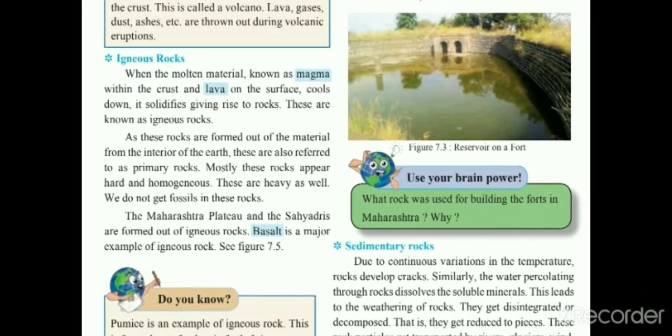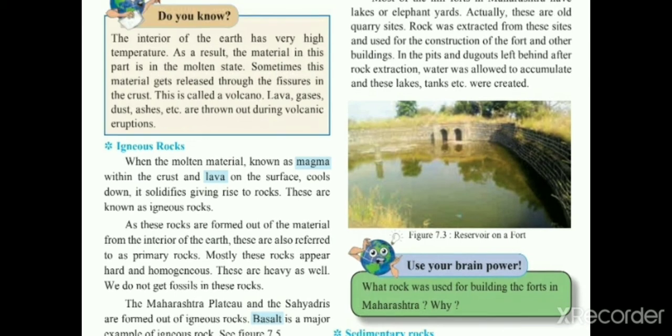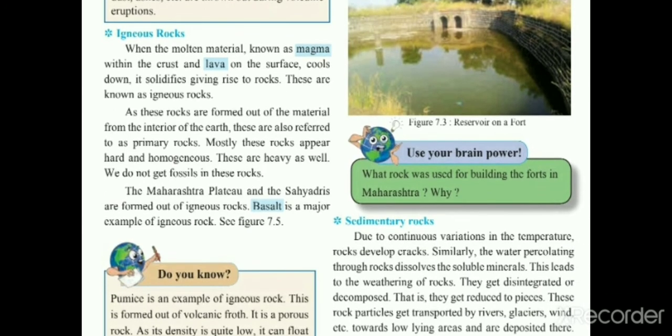So let us learn the first type of rock directly. The first type is given as igneous rock. When molten material known as magma within the crust, and lava on the surface, cools down, it solidifies and gives rise to rock. These are known as igneous rock.